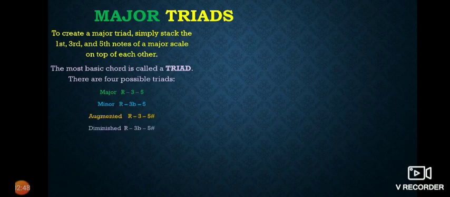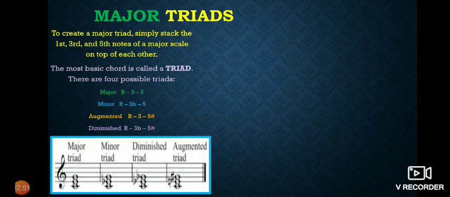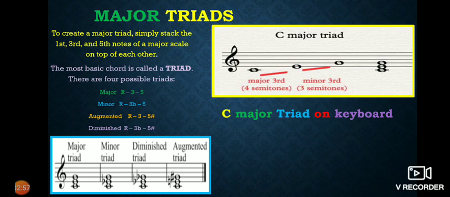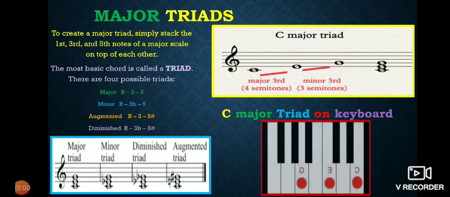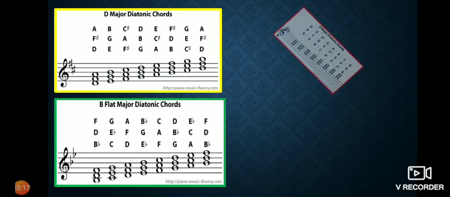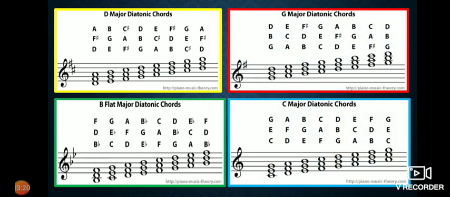The major triad, as I told you, consists of 3 notes and has 4 semitones. To create a major triad, simply start with the first, third, and fifth notes of a major scale. The most basic chord is called a triad. There are 4 possible triads: major, minor, augmented, diminished.